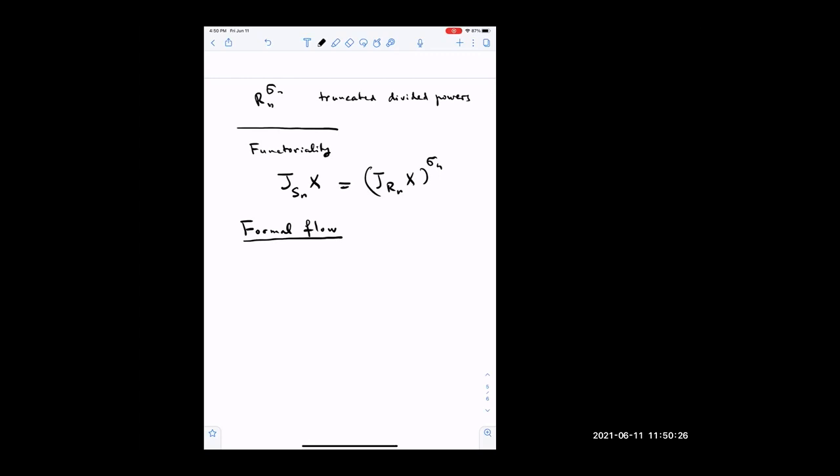We have J_n of X, which is an arc space, the J of S_n of X. And when you take the limit of S_n, then you get the ring of formal series. So as a result, you have the limit of J_n X is J_infinity of X, the X points with values in the formal series, and this is the usual arc space.